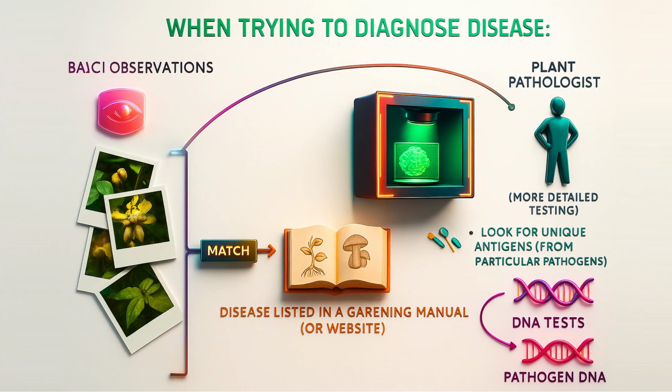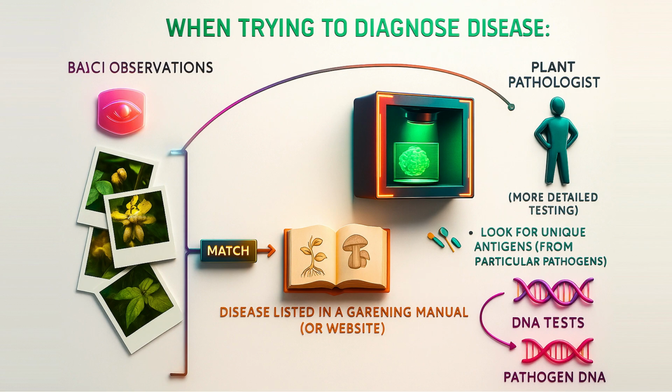When diagnosing plant diseases, the simplest approach is to observe the plant and try to match the visible symptoms with descriptions in a gardening manual or online plant care guide. However, if this method does not yield clear answers, a more precise approach would be to send a sample of the affected plant to a plant pathologist, a specialist who studies plant diseases and can carry out more sophisticated testing.